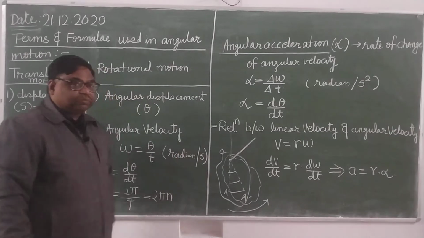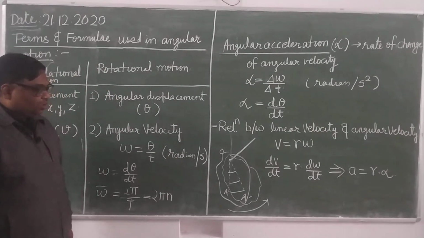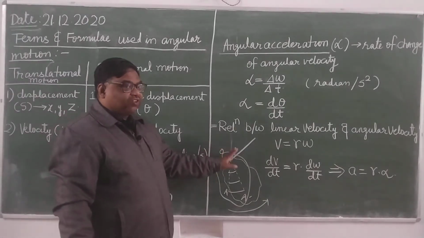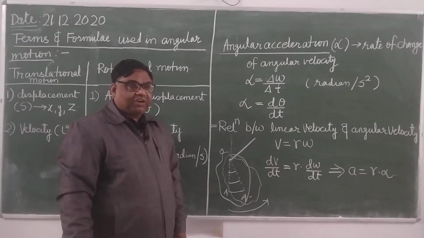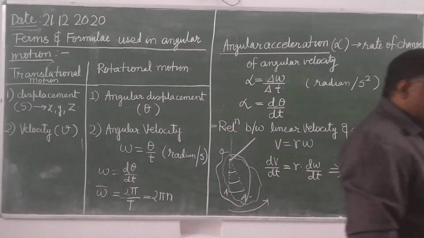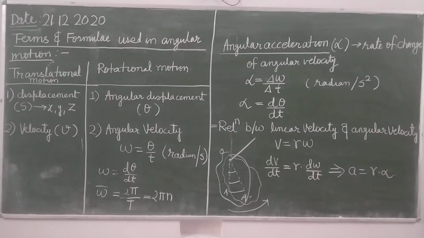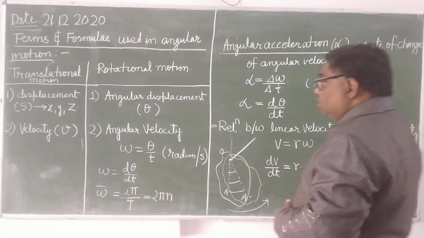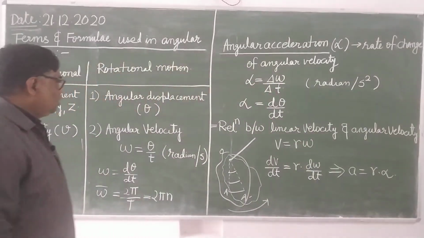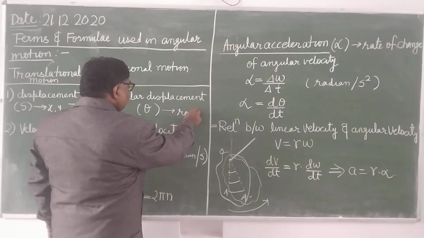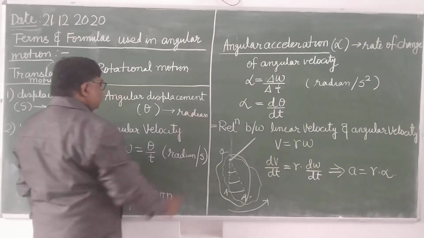What is the angular displacement of the body? It will be equal to theta. All the particles of the body suffer the same angular displacement in a given time. That is, the angular displacement of the body is the same as the displacement suffered by each particle. What is its unit? The unit of angular displacement is the radian, and as we know, pi radian equals 180 degree.